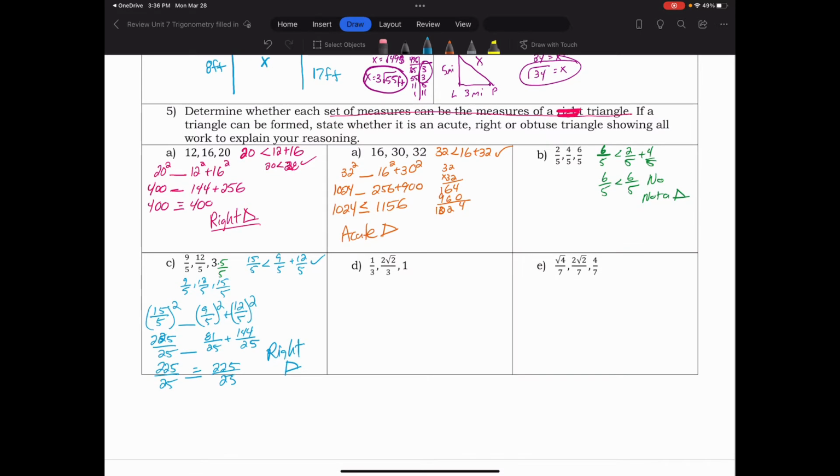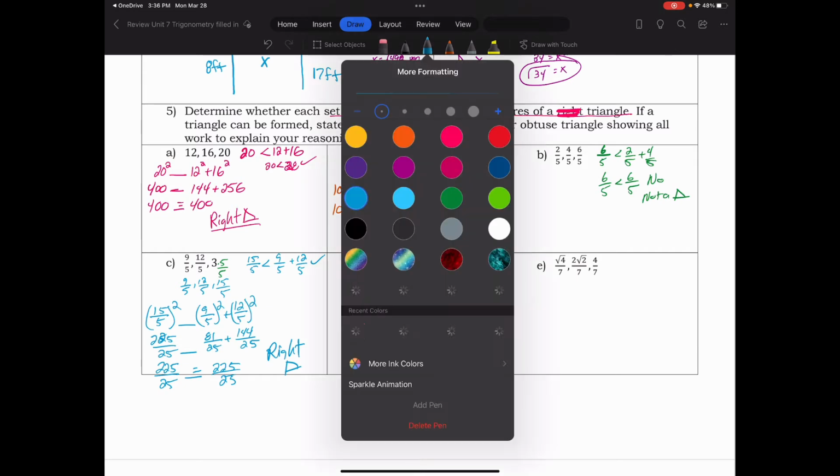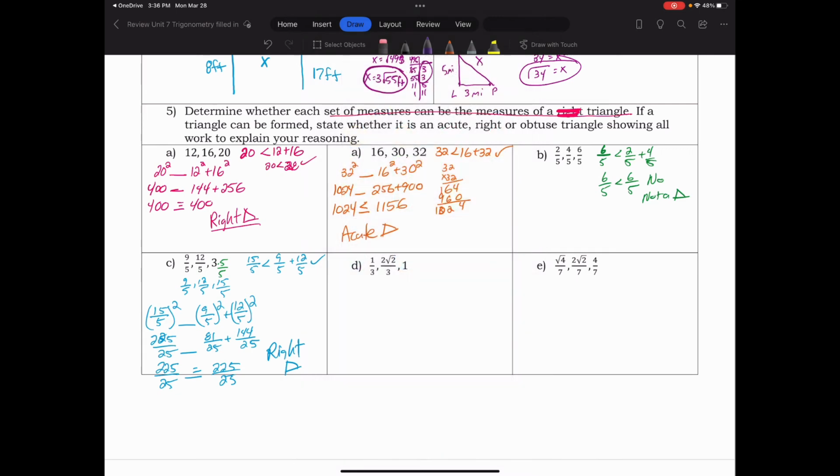This next one, I'm going to rewrite this. This is 1/3, 2 radical 2 over 3, and then this is going to be 3 over 3, because I'm going to multiply this by 3 over 3 to get a common denominator. So now what I have to look at is my 3 numbers. I have 3 and 1, so I have to just determine, is 2 radical 2 bigger than 3?